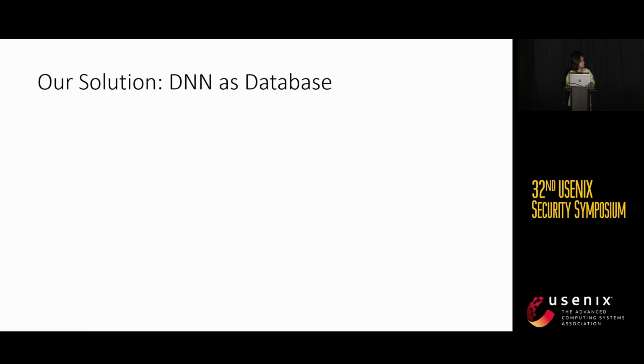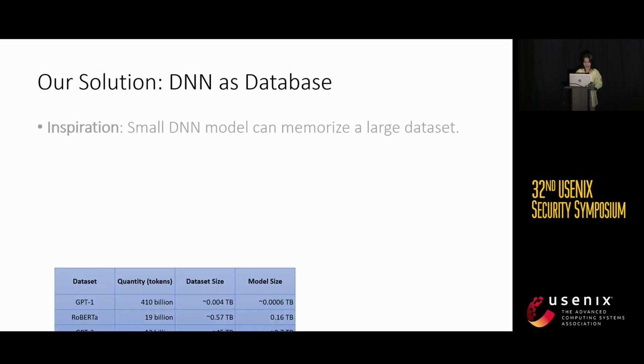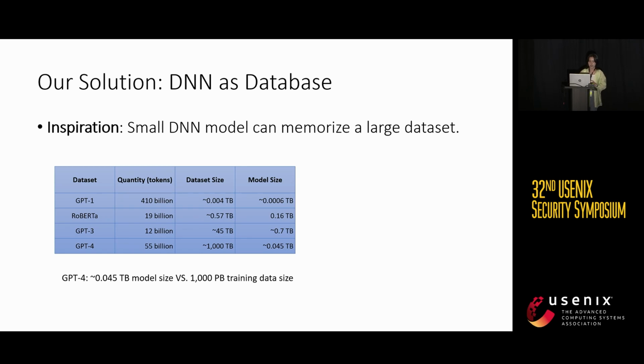So motivated by these challenges, we propose our solution. We want to use a deep neural network model as a database for provenance data. More specifically, we are inspired by the fact that a small deep neural network model can actually memorize a very large dataset, as shown in this table.